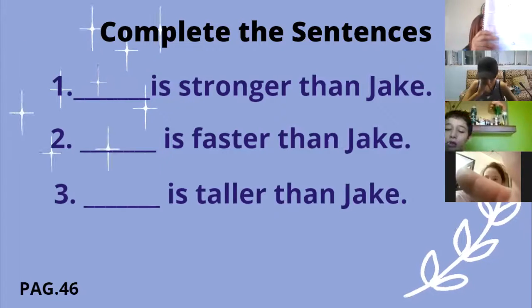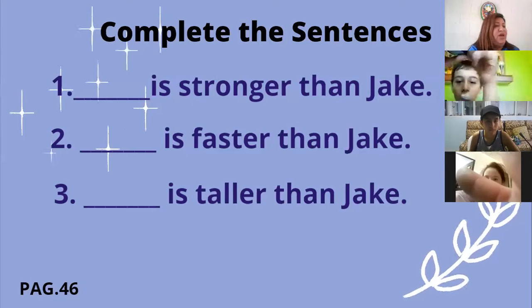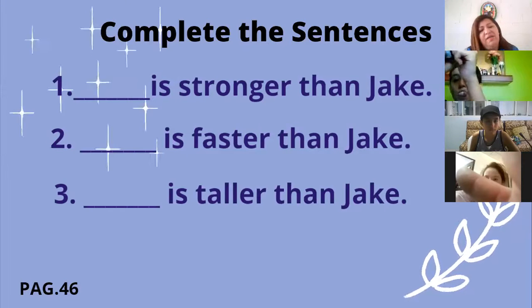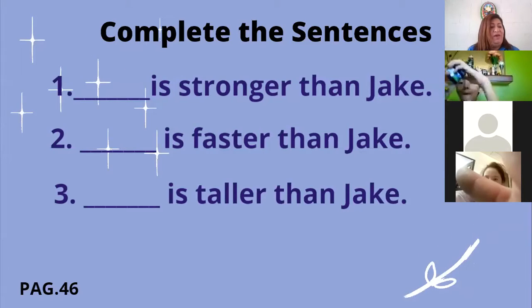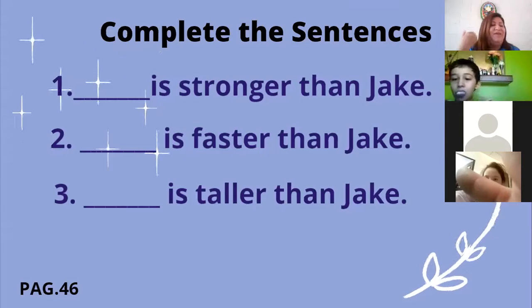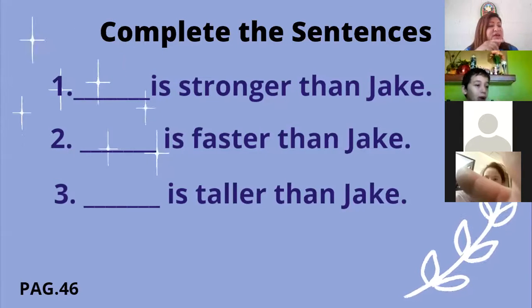Okay, let's read it one more time. Why are you sad, Jake? I have a problem. John's taller than me. Harry's stronger than me, really strong. Lucy's faster than me. Don't worry, you are nicer than all of them. Thanks, Trudy.